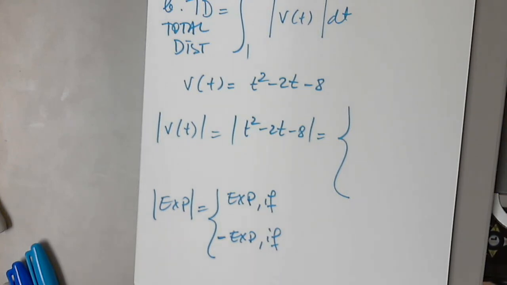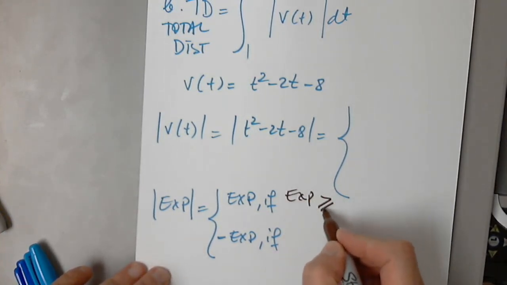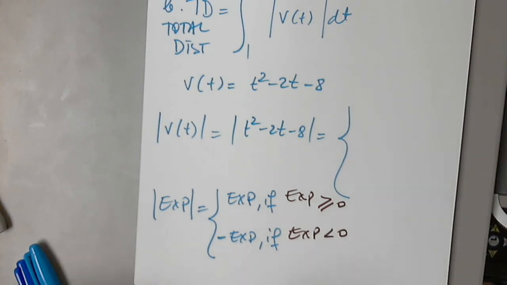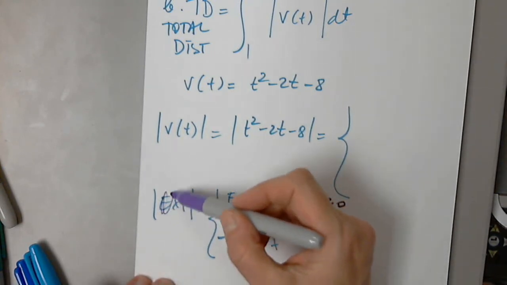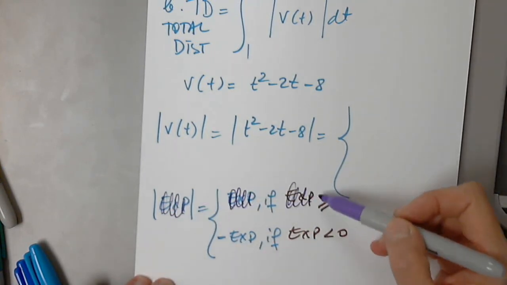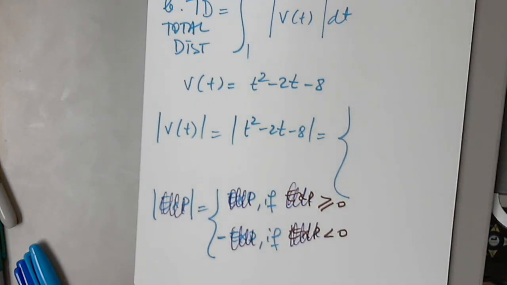So remember, we just mimic the formal definition. X in absolute value is X if X is greater than or equal to 0, or negative X if X is less than 0. So all I want you to say is if the expression is greater than or equal to 0, or if the expression is less than 0. Remember, all these 5 pieces are identical, whatever you have. The only change is here.